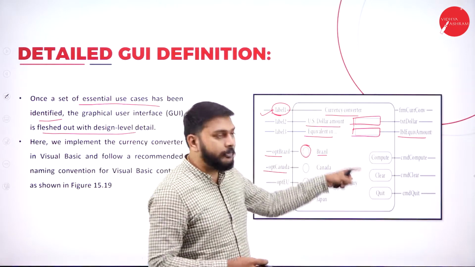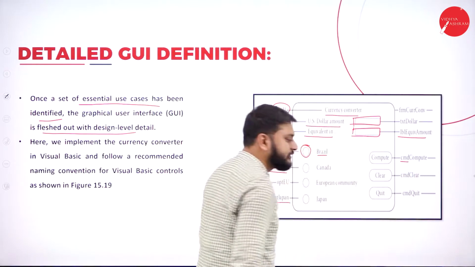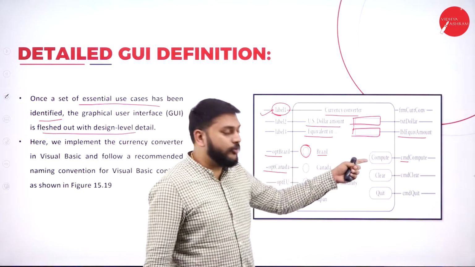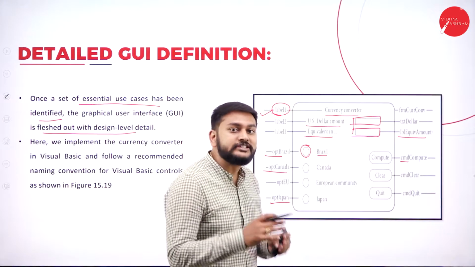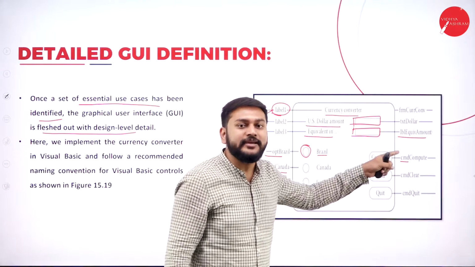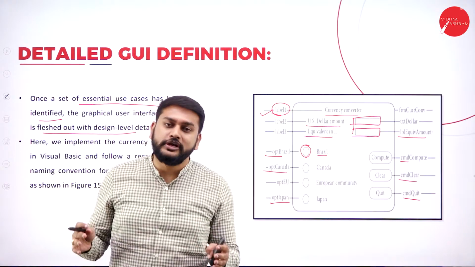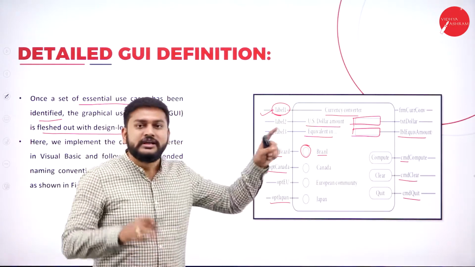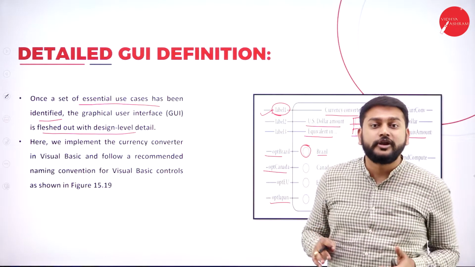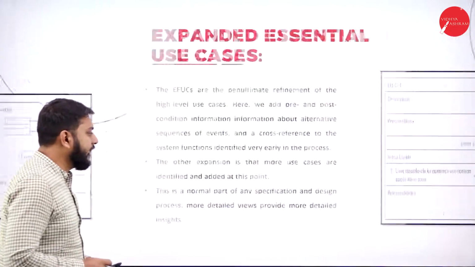But when it comes to the buttons, how am I representing the buttons? Please observe, CMD is what I'm trying to represent as a command. When it comes to compute, I will represent it as CMD compute, and then CMD clear and CMD quit. That's what you need to observe. This is the detailed definition of the GUI with respect to the currency conversion problem, is what you need to remember. So guys, moving forward to the next concept.